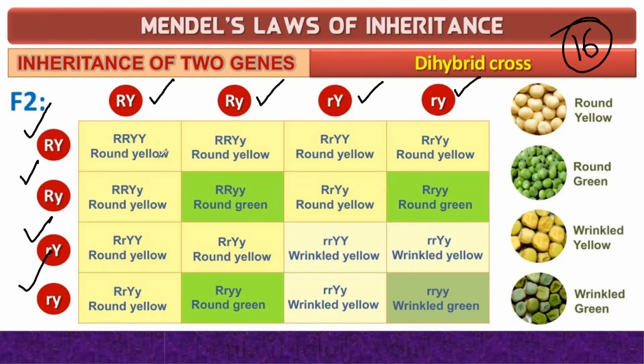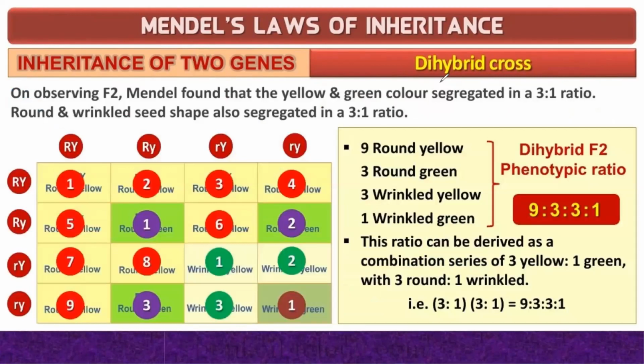So if we count the number of progeny, round and yellow, phenotypic and genotypic, the ratio that we will get is different. On observing F2, Mendel found that yellow and green color segregation is in a 3:1 ratio. Round and wrinkle seed shape have segregated in a 3:1 ratio. This is the same as the monohybrid. This ratio is the same as the monohybrid. Let's see.